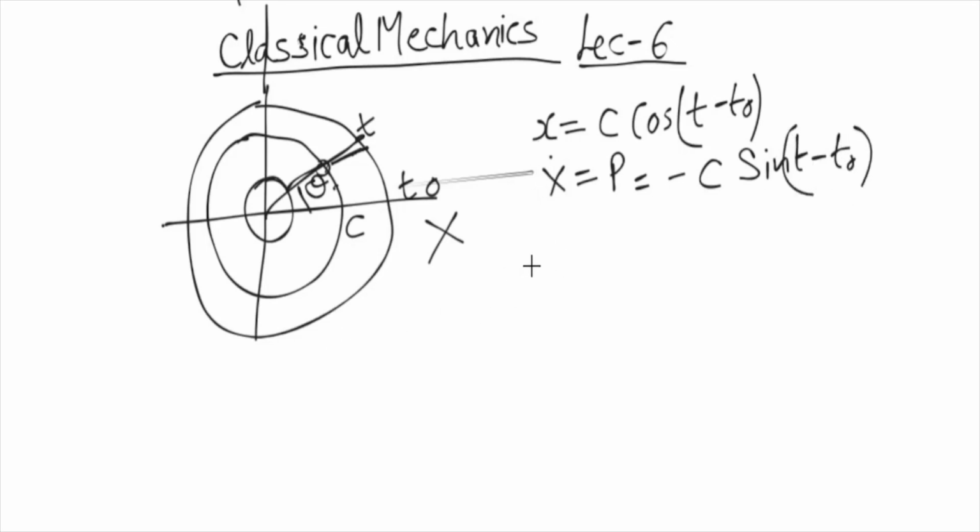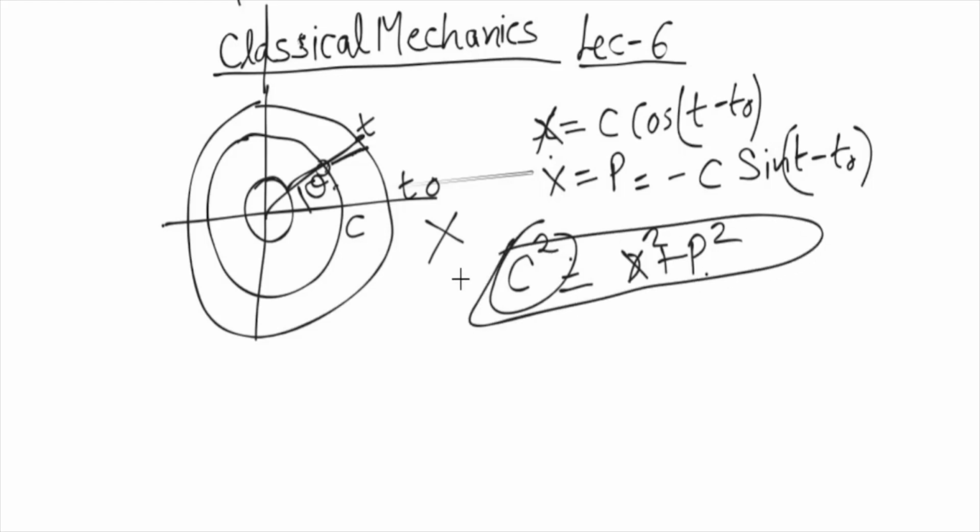So if we find c square, it will be x square, if small x, then small x. If we take capital X, then it will be x square plus p square. How? If we do c square cos square(t minus t naught) plus c square sin square(t minus t naught), the answer will be c square. It means c square is equal to x square plus p square, or x square plus x dot square. We have a name for this quantity and it is called energy.